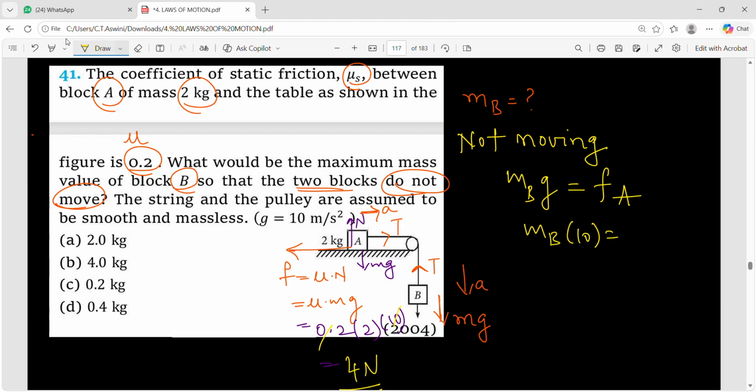So mass of block B we don't know, G value 10. What is the friction on block A? It was 4. So what is the mass of B block now? 4 upon 10, this is 0.4 kg. So option D is the answer. Clear? Just go through the question once, what we have done, try to understand it. You just have to understand the concepts, that's it. Clear?